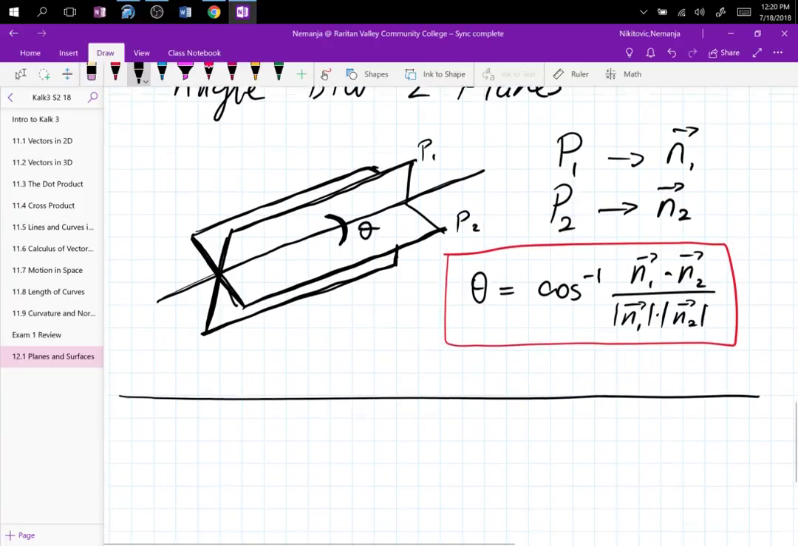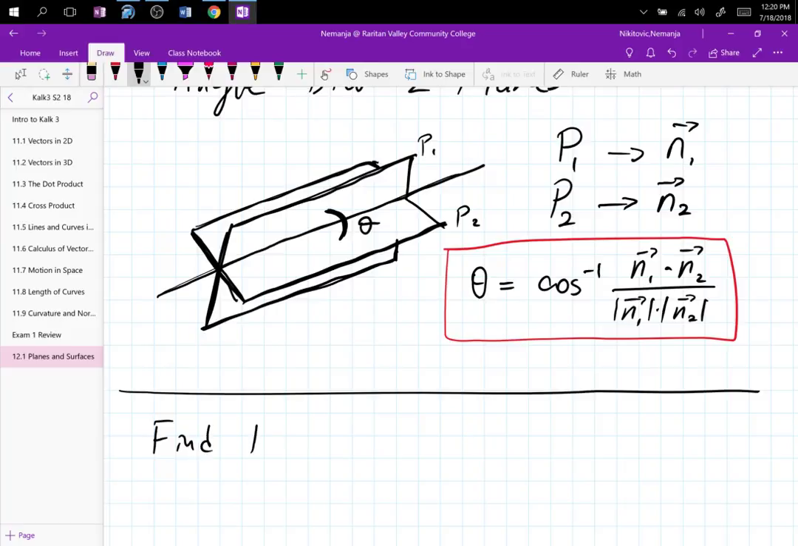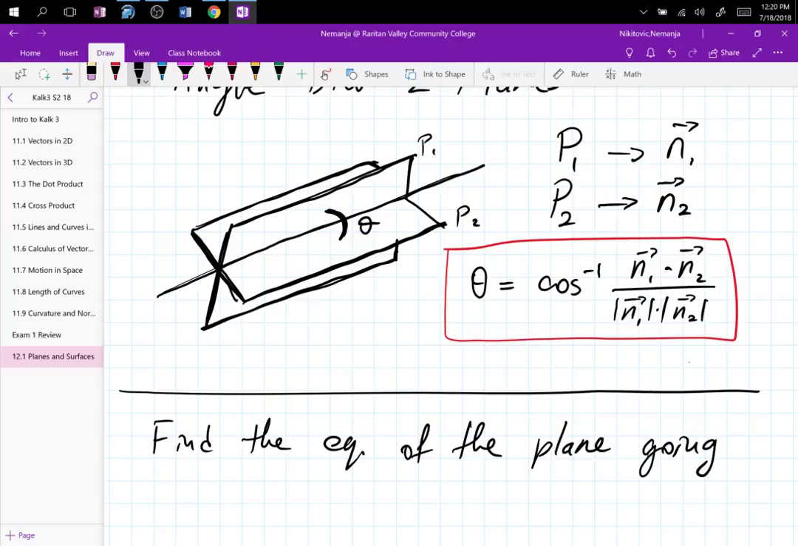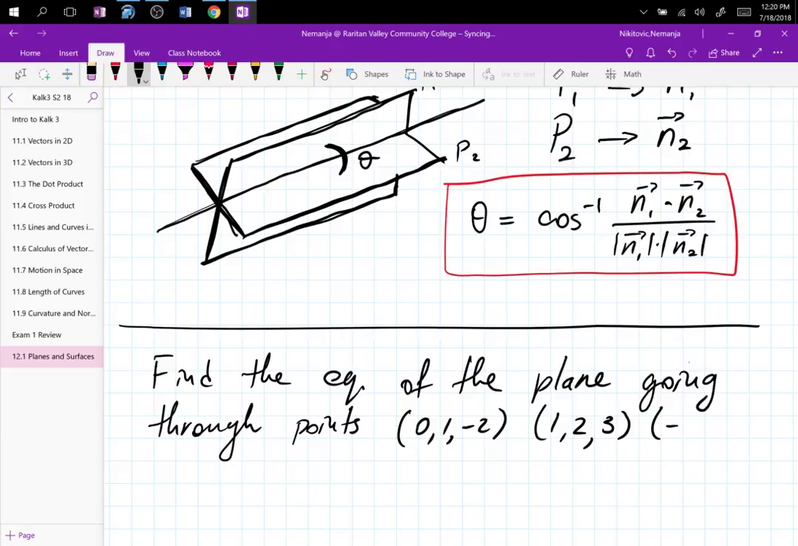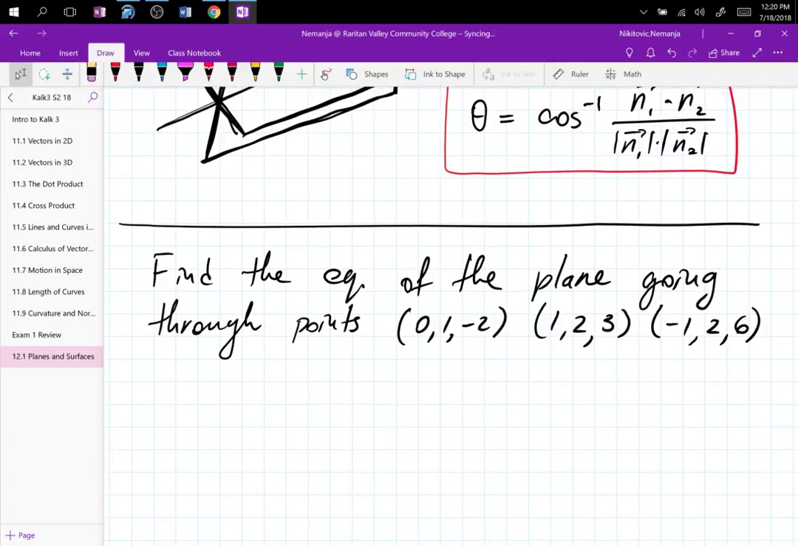Let's do some algebra. Find the equation of the plane going through points (0, 1, -2), (1, 2, 3), and, I don't know, (-1, 2, 6), whatever. So find the equation of the plane going through these three points.